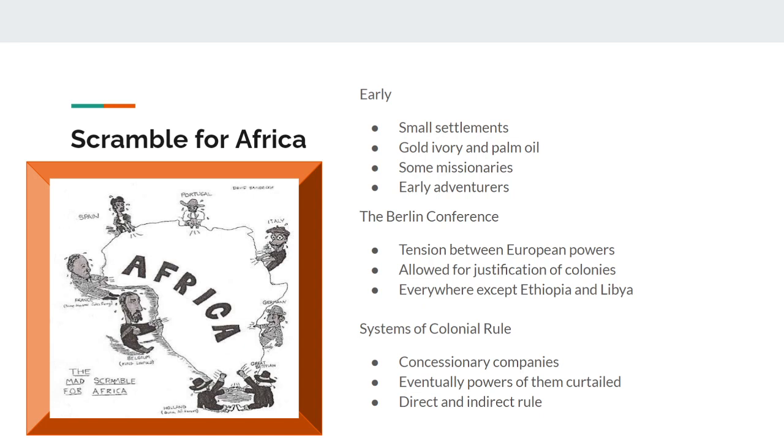Ethiopia was the only place left because they were fighting Italian colonization, and Libya was a section of the U.S. being protected by them. The systems of colonial rule. It started off as concessionary companies being placed around Africa, which would gain power from the home country, and eventually they would begin to abuse their power and abuse the native peoples that they were using for labor, and the powers would be curtailed because it made the people back home unhappy. There were different forms such as direct and indirect rule.